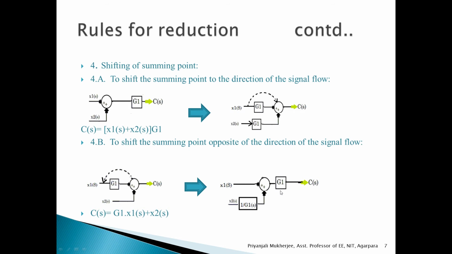So two things we have to keep in mind: for shifting of summing point in the direction of the flow, we are multiplying, and for shifting in the opposite direction of the flow, we are dividing the branch. And for the takeoff point, to shift the takeoff point in the direction of the flow, we are dividing the branch by the block transfer function, and to shift the takeoff point to the opposite of the signal flow, we multiply the takeoff branch by the block transfer function. That means these two are opposite.